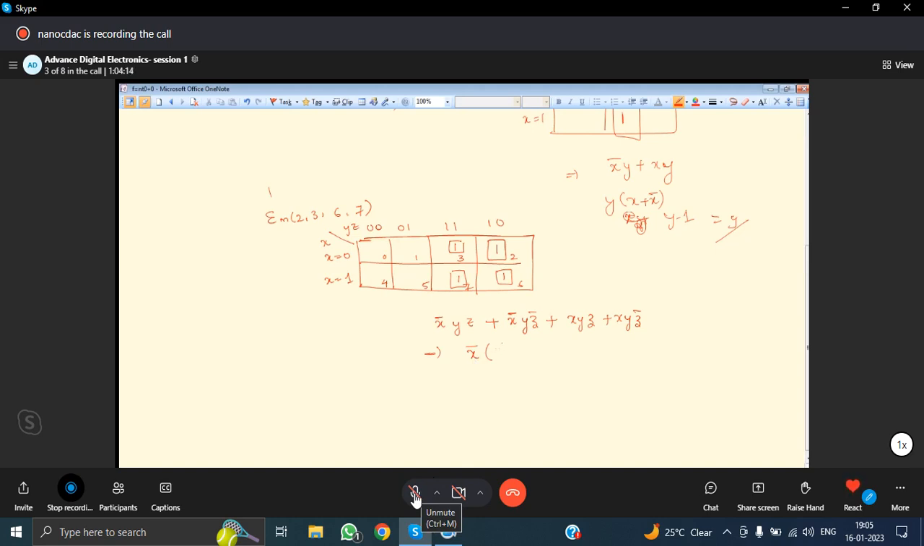You tell me, how do we minimize? In the first two terms we took x bar y common, giving z plus z bar. In the second two terms, what did we take common? x y, giving z plus z bar. So this will be equal to 1: x bar y plus x y. Which is equal to y common, x plus x bar, which equals 1. Minimize it this way. Okay, next one.